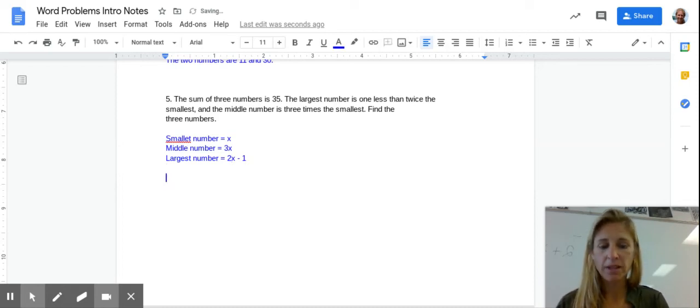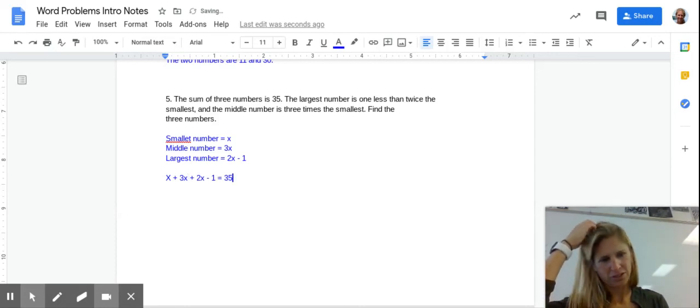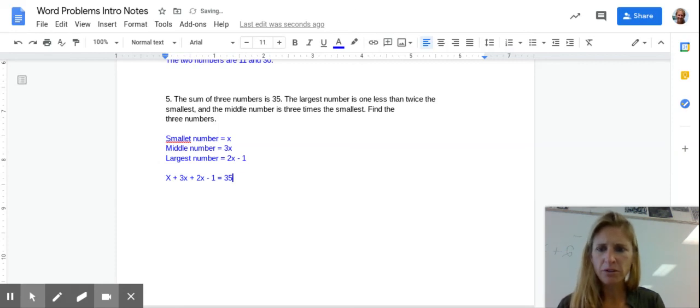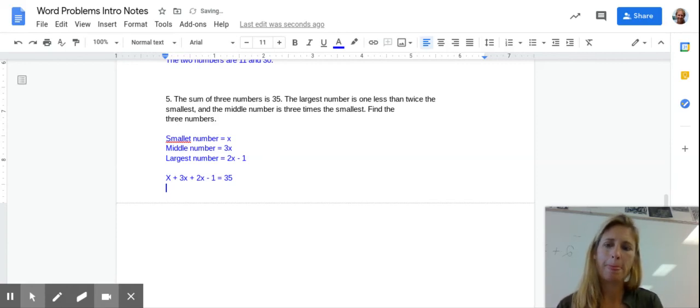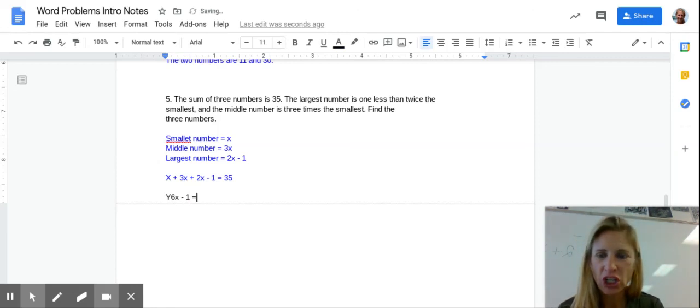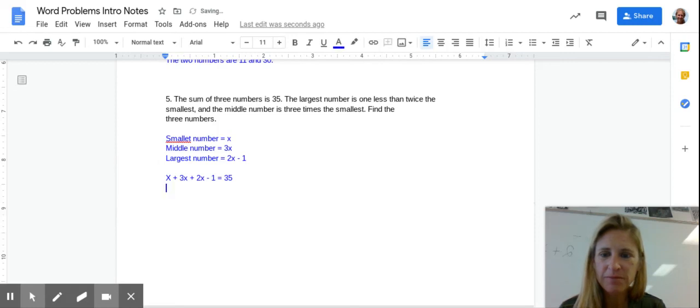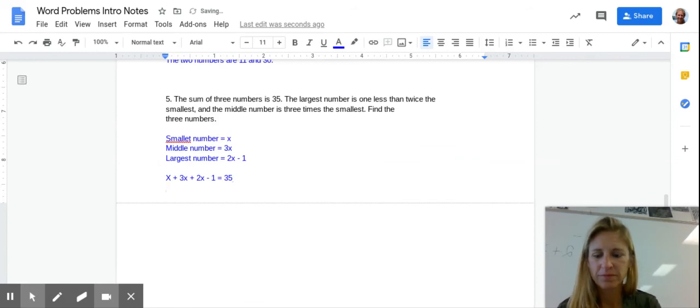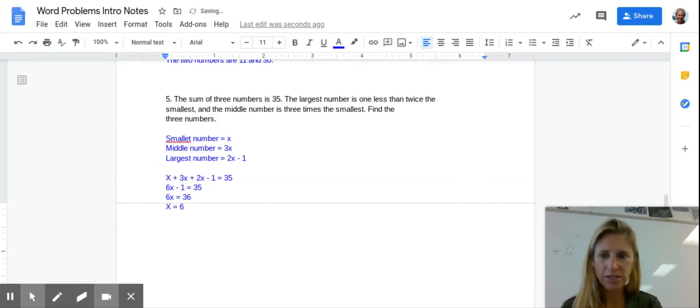There we go. Let's sum it up. x plus 3x plus 2x minus 1 adds up to 35. Don't you hate when you're going faster than your computer can keep up? Put it together, 1, 2, 3, 4, 5, 6. 6x minus 1 equals 35. How can you be so slow? I'm talking to the computer. x equals 6. So the smallest number is 6. The middle number is 18.